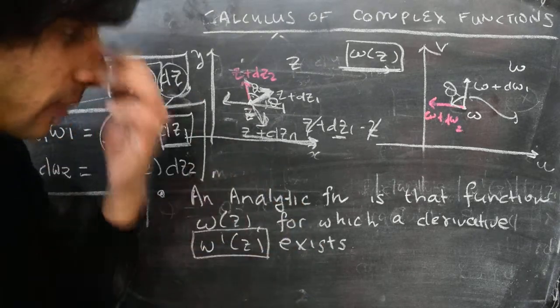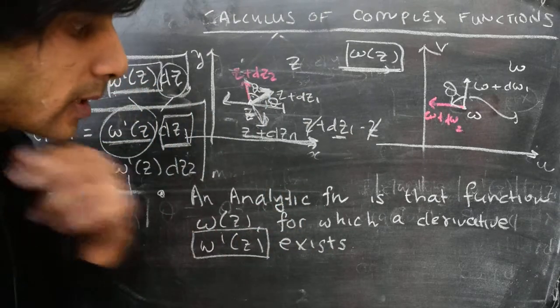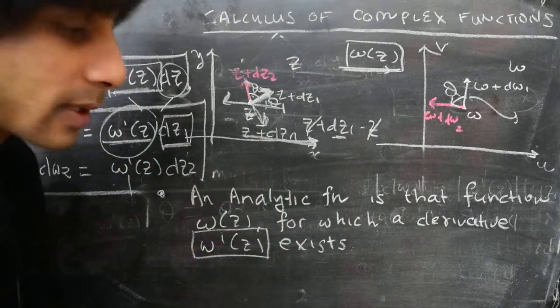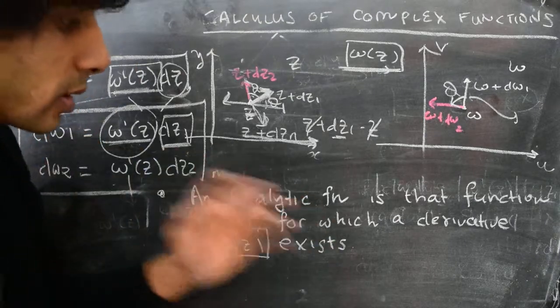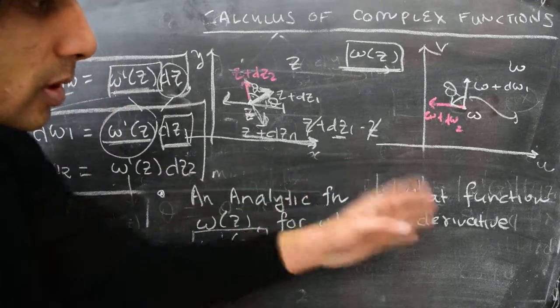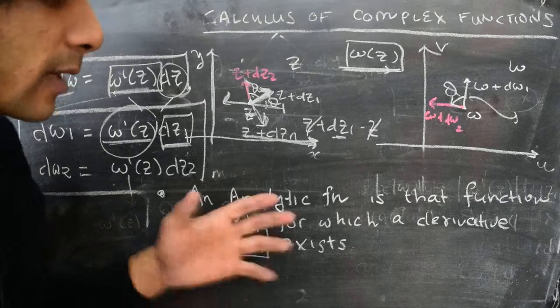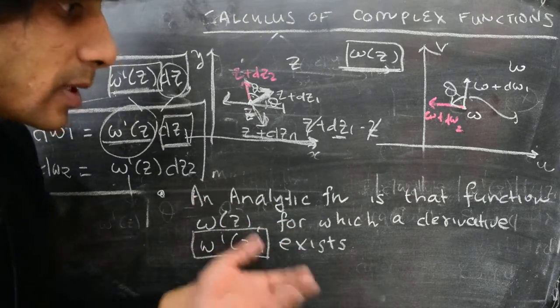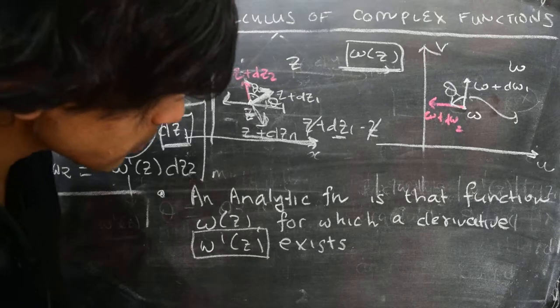And we don't have to always go back and check it geometrically. We'll derive some other criteria on how to check whether a function is complex analytic or not. But this is one important definition to keep in mind, that a complex analytic function is that function for which a unique derivative at the point z exists, and that derivative we denote as w prime z.